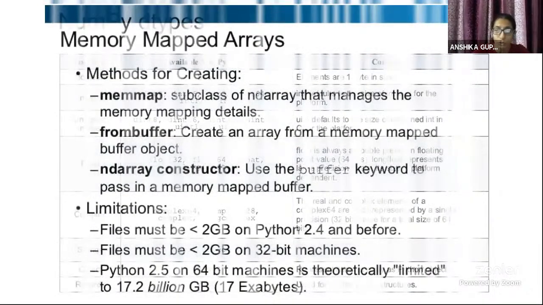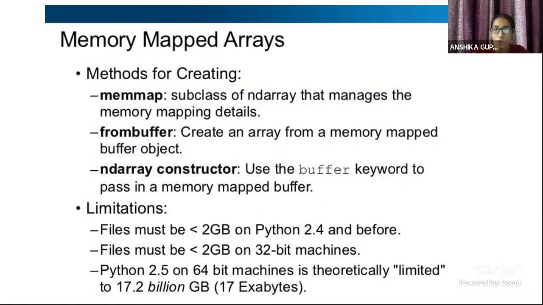And I'm just giving the overview. We read about the memory map. For creating memory map arrays, we need memmap, from buffer, and array constructors. These are given memory to associate, to subclass, to create, and to assign buffer keywords while passing any execution of your program. But there is a limitation in mapped arrays: your file must be less than 2 GB. Your file must be suited to the machine's bits, and always be allocated a limited number of bytes.